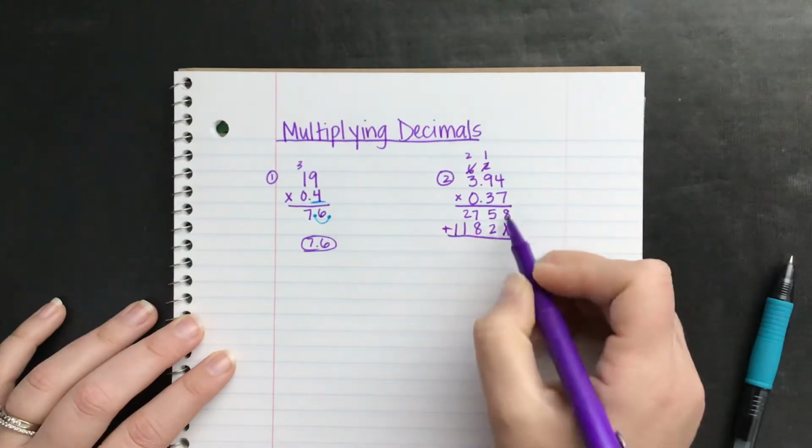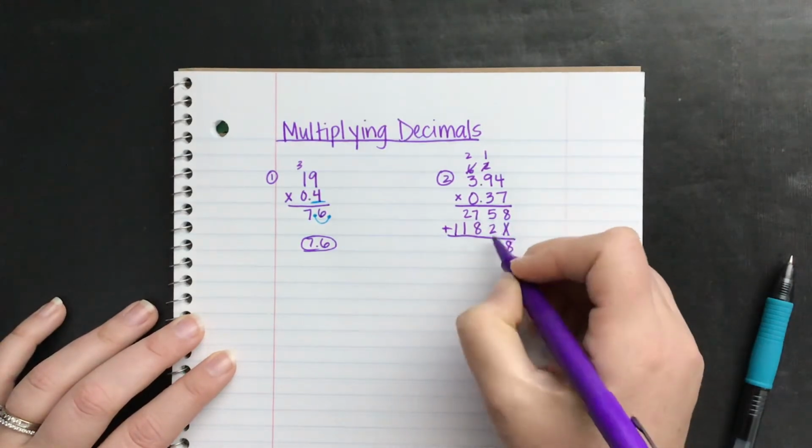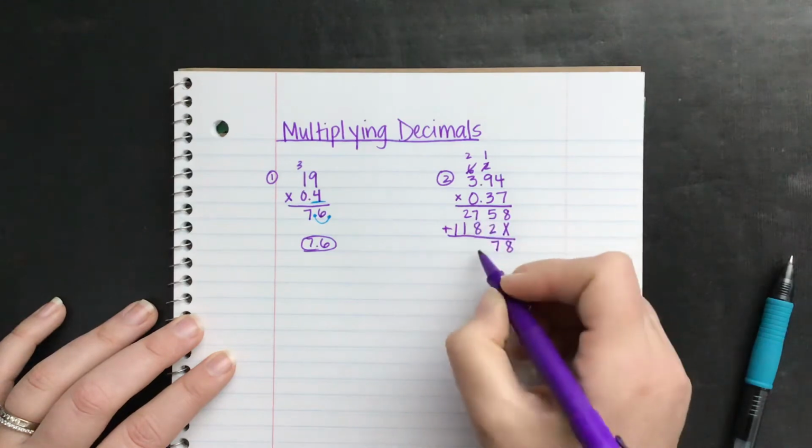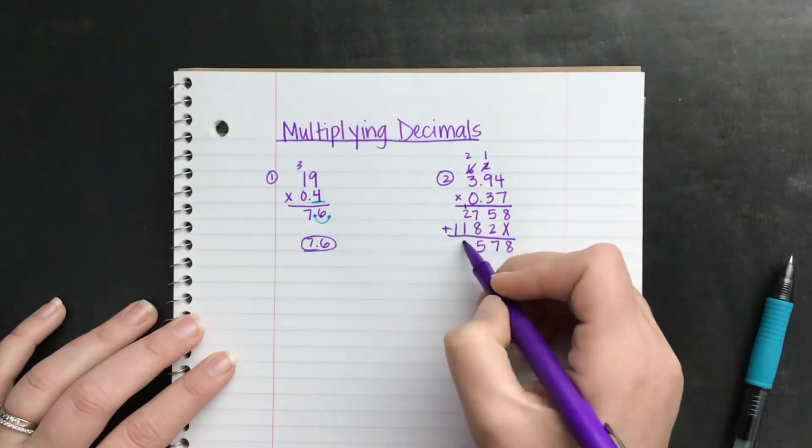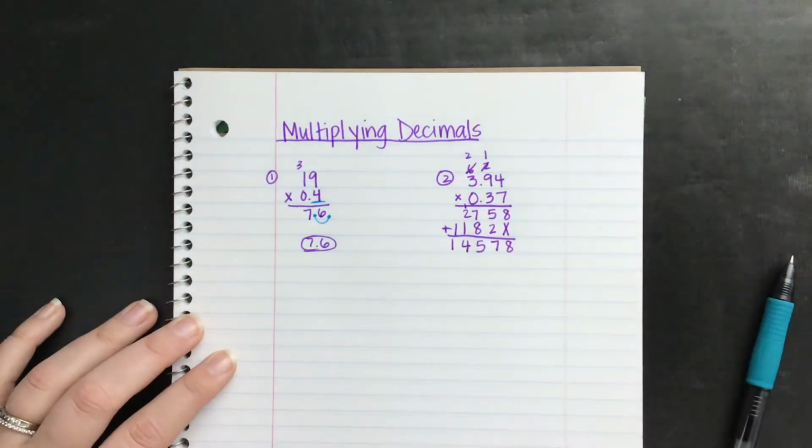Okay, I'm going to add just like I normally would. 8 plus 0 is 8. 5 plus 2 is 7. 7 plus 8 is 15. 2 plus 1 is 4. And I'm going to bring my 1 down.